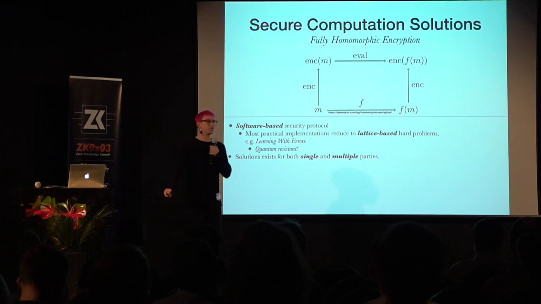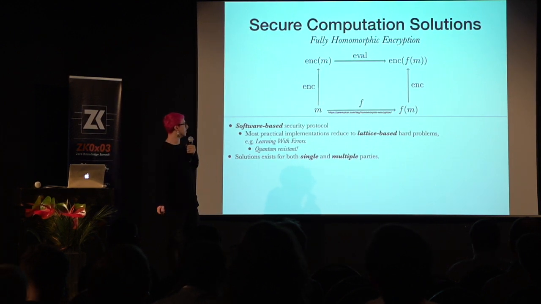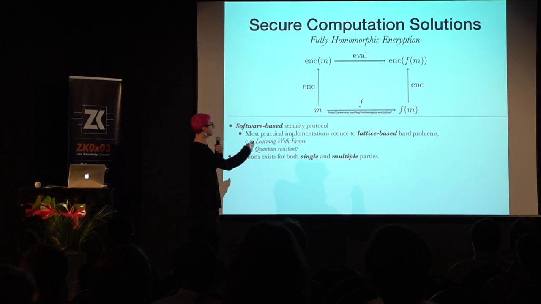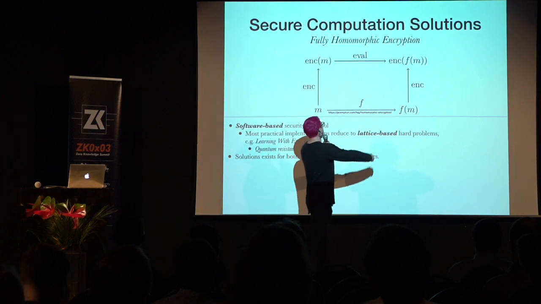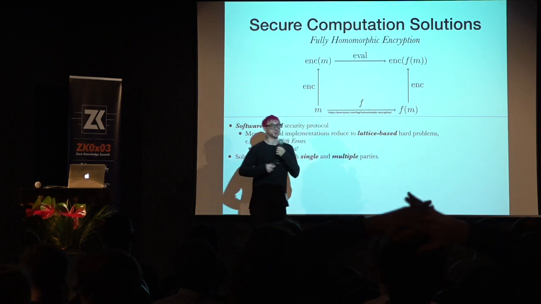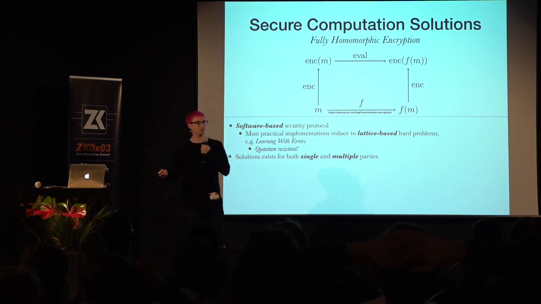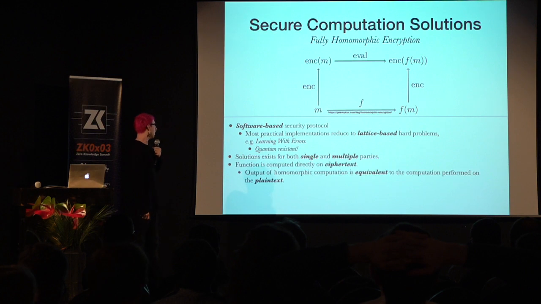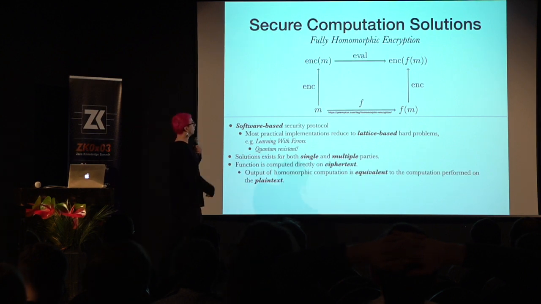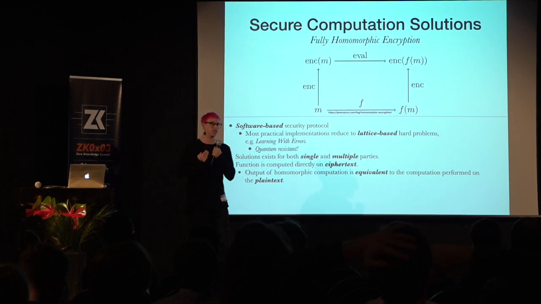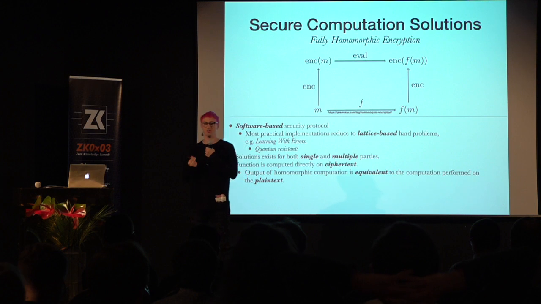So FHE solutions exist for both single and multiple parties, which means we can have a single person. When we have this in our diagram here, we can perform a function, like a circuit evaluation. We can have a single party perform that function, or we can have multiple parties perform that function, in which case that would be something called multi-key FHE. So in fully homomorphic encryption, the function is computed directly on our ciphertext. It's not computed on the plain text.